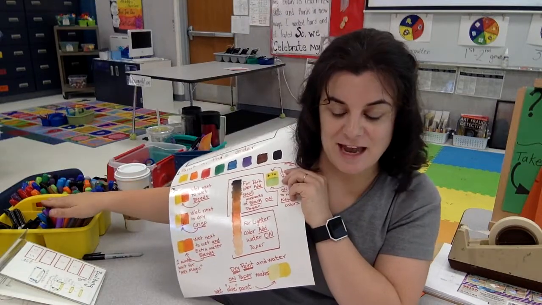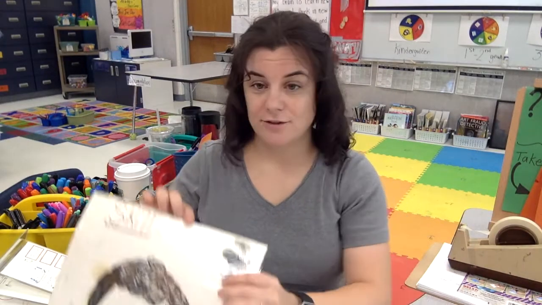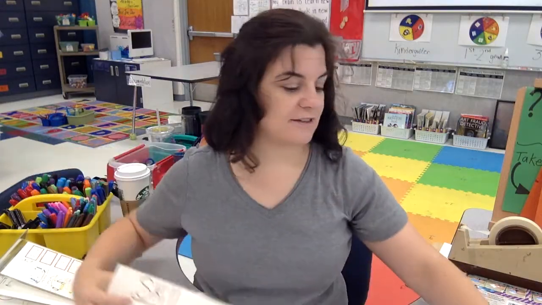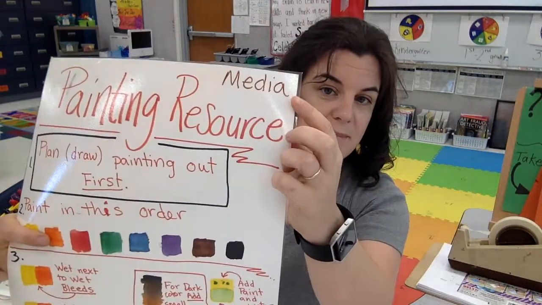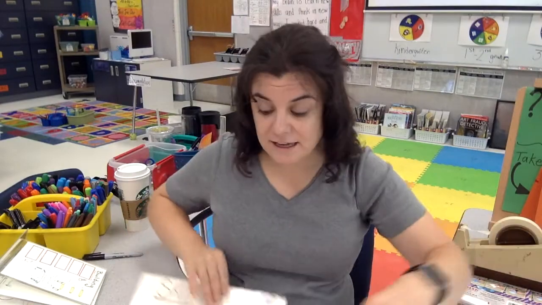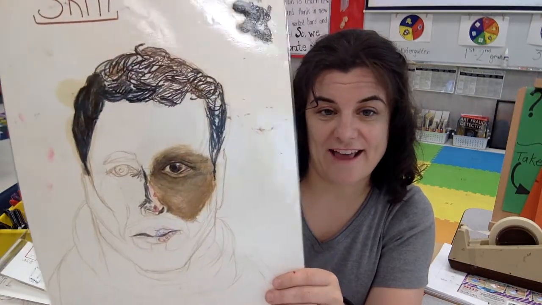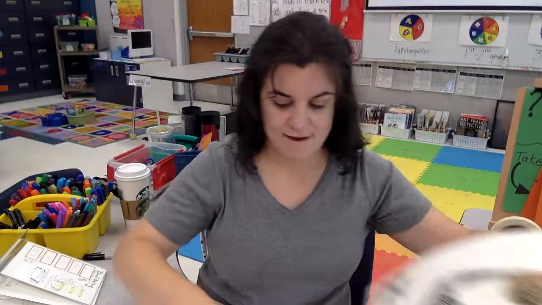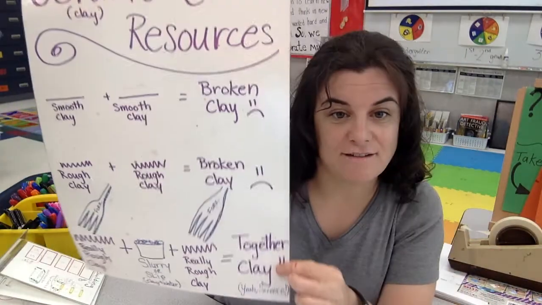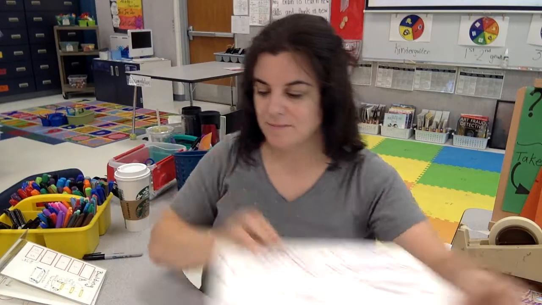Sharpies are a media. The skills are also going to be labeled, so you'll see that says skill. This one says media. The skill is how we use that media. So this one is how to draw and create realistic faces, right? The skill of learning how to slip and score.